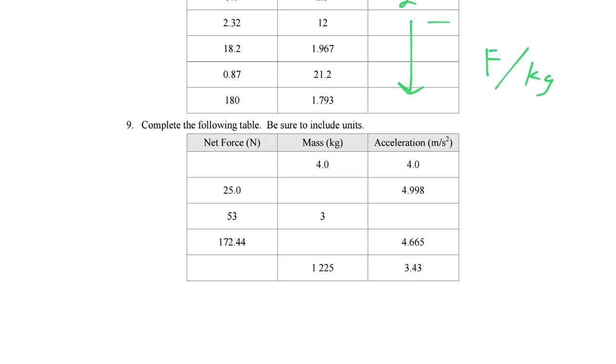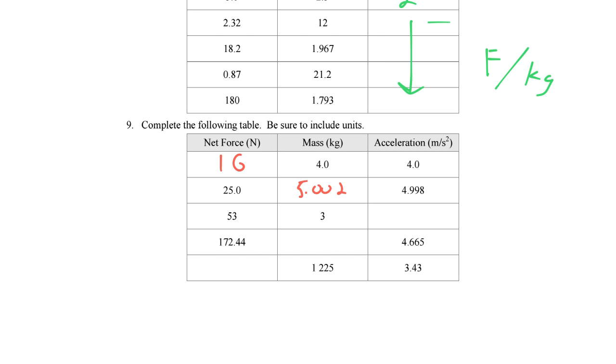Number 9, here we've got different things missing, but again, just force equals mass times acceleration. So when force is missing, it's nice and easy. You just multiply these two. That'll be 16. When one of these is missing, you have to divide away. So 25 divided by 4.998 is 5.002 kilograms.